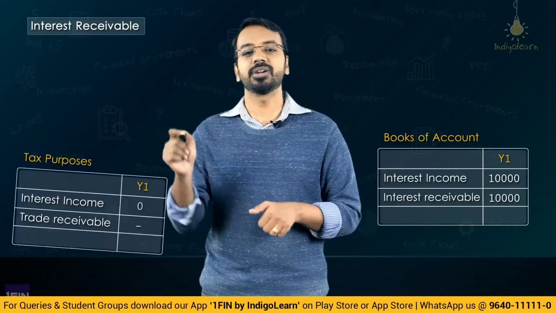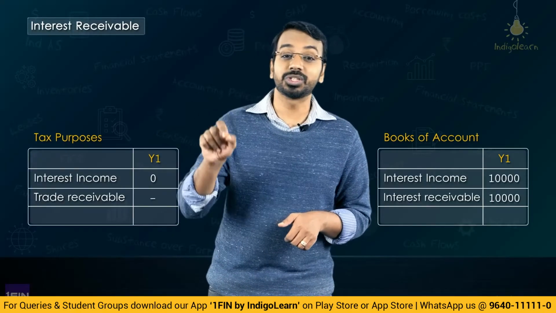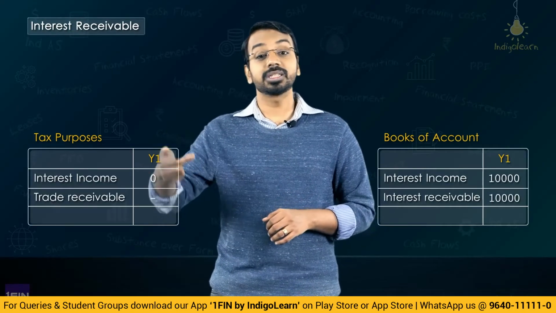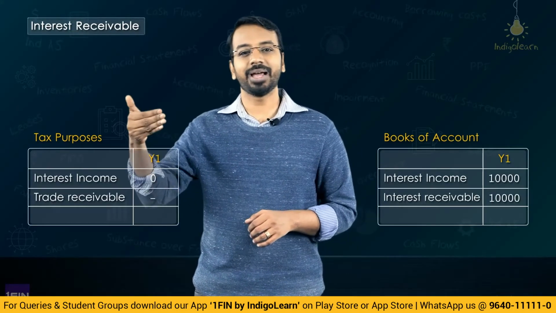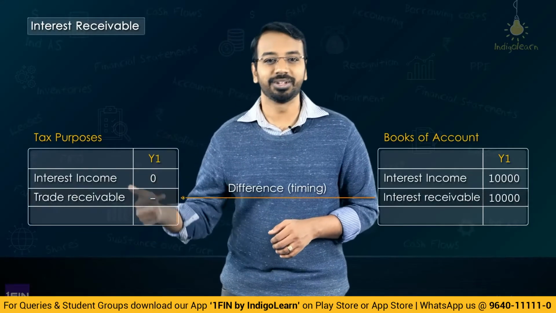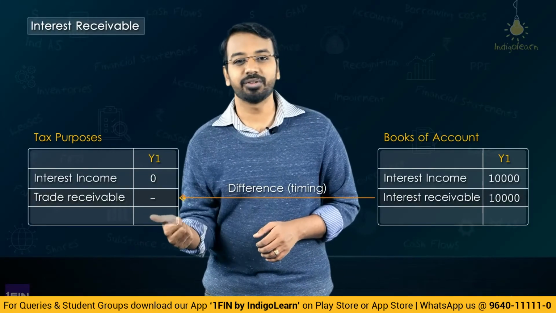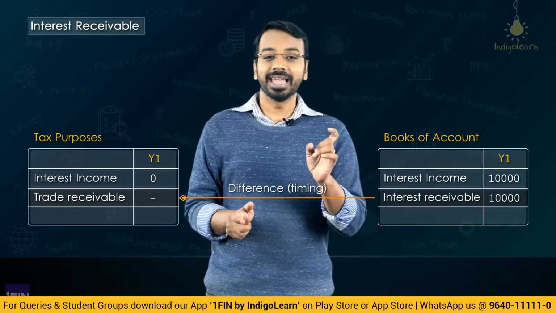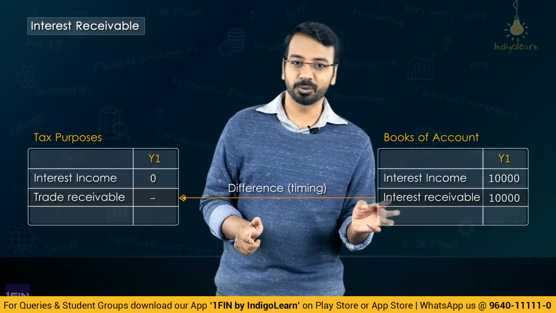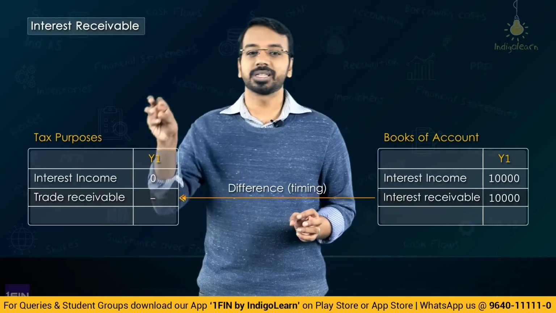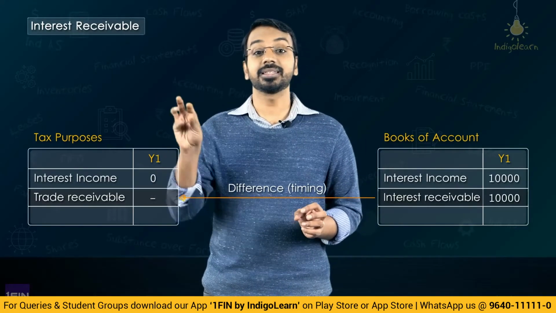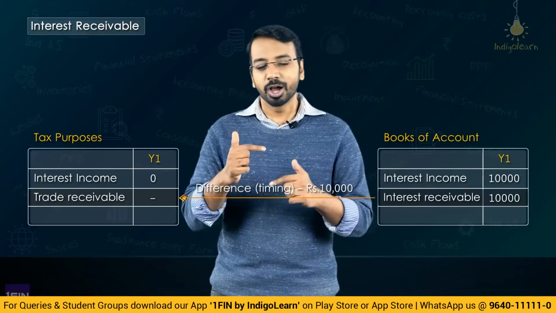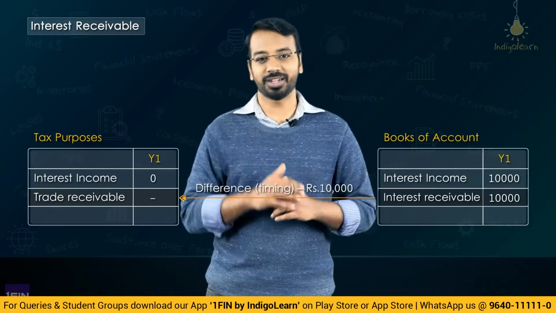But for the tax purpose, what is the interest income? Interest income is zero. There is nothing that you have accounted as income for tax purpose. Now, because interest income is zero, will you again have interest receivable? You will not. So interest receivable will also be zero. Now here, if you see, there is a difference. In the books of accounts, the asset is at 10,000. For the tax purpose, the tax base of that particular asset is zero. There is a difference of 10,000. Now let us understand what will be the impact of this difference of 10,000.